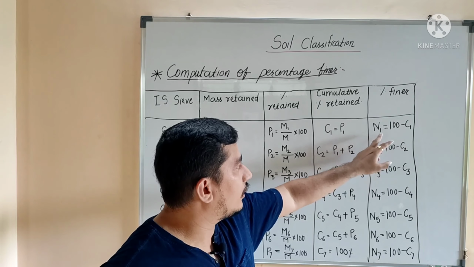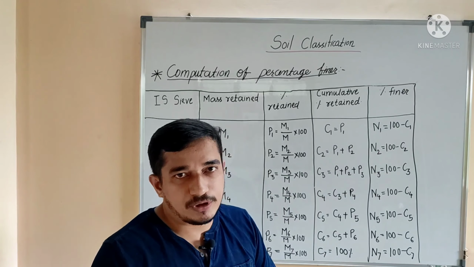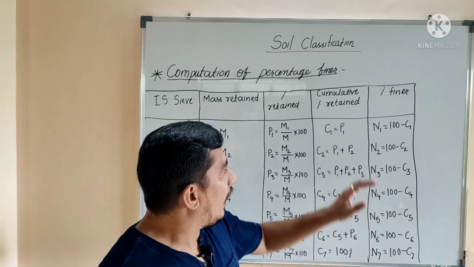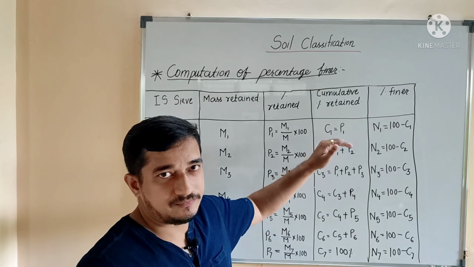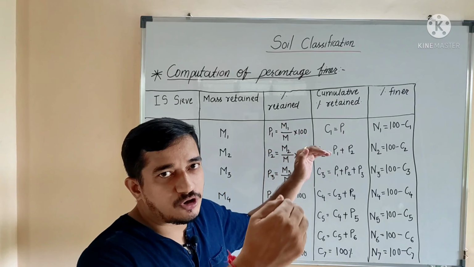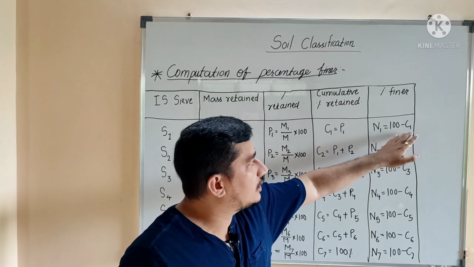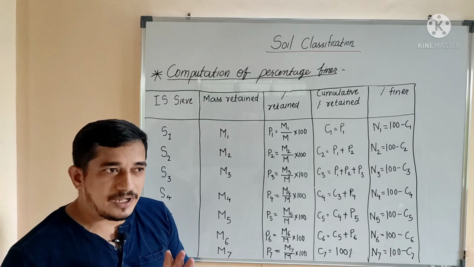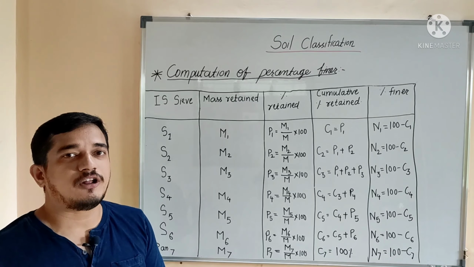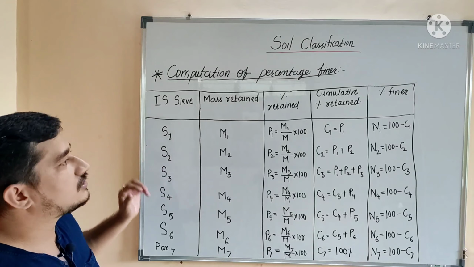So N1 will be nothing but 100 minus C1. 100 is nothing but the percentage of the total mass, that is M, and C1 or P1 is nothing but the cumulative percentage retained on this sieve. So all the remaining soil fraction has passed through it. So that's why when we deduct this C1 from 100, we will get this percentage finer. Okay, so that's all about the procedure for finding out the percentage finer for a particular sieve size.